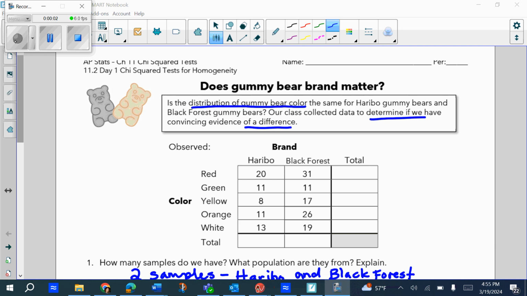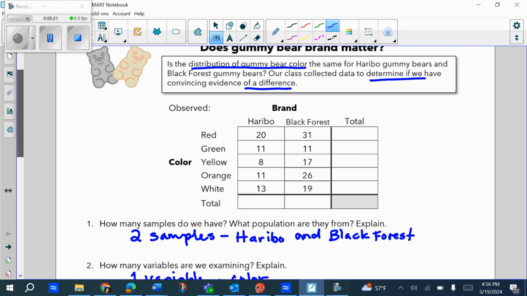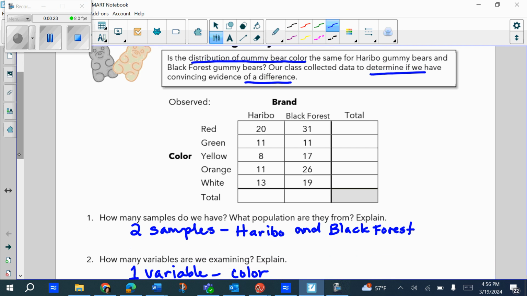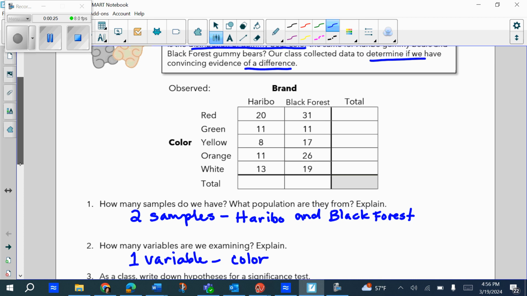In this lesson, we are going to cover chi-squared tests for homogeneity. So the question is, is the distribution of gummy bear colors the same for Haribo gummy bears and Black Forest gummy bears? Our class collected data to determine if we have convincing evidence of a difference. Given in this chart are the observed values from our data collection.